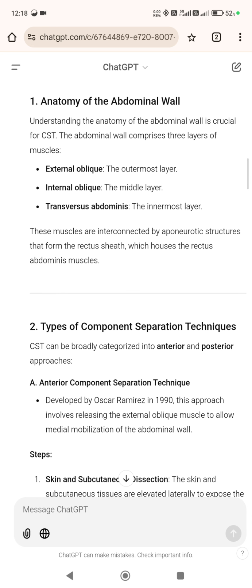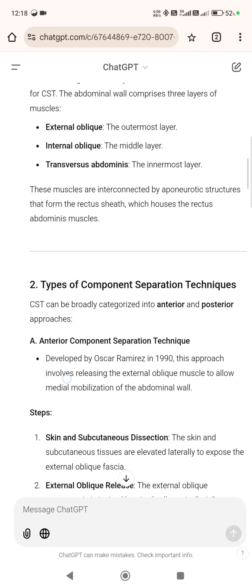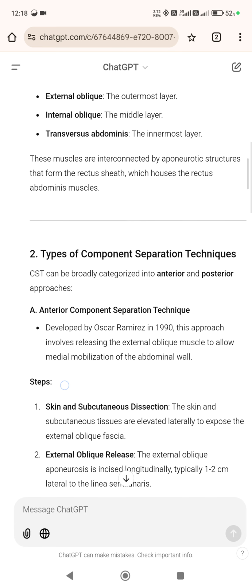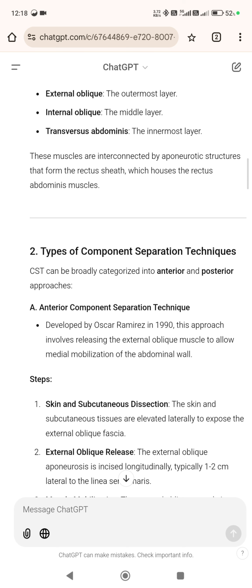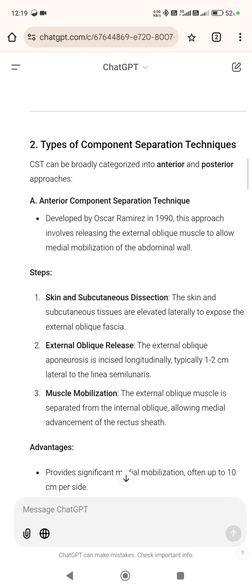1. Anatomy of the abdominal wall. Understanding the anatomy of the abdominal wall is crucial for CST. The abdominal wall comprises three layers of muscles: external oblique, the outermost layer; internal oblique, the middle layer; transversus abdominis, the innermost layer. These muscles are interconnected by aponeurotic structures that form the rectus sheath, which houses the rectus abdominis muscles.